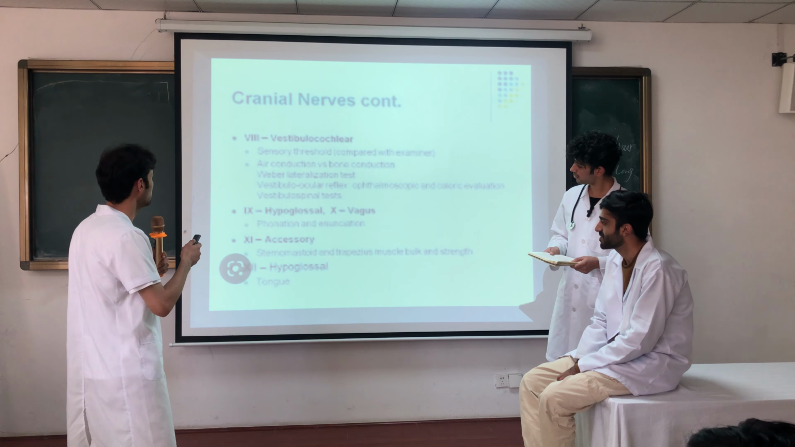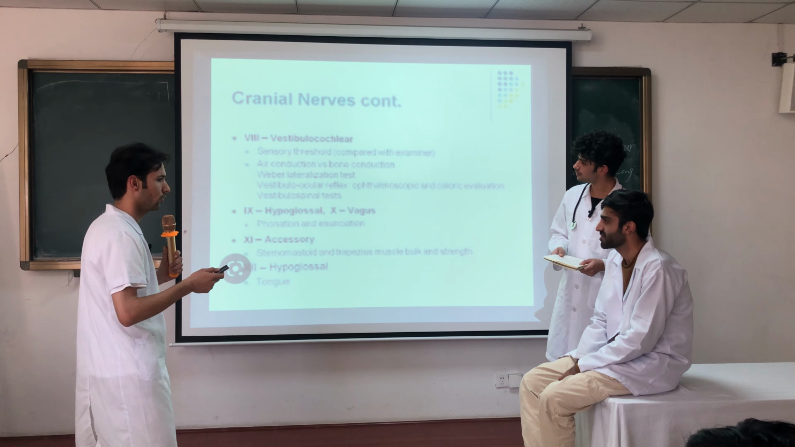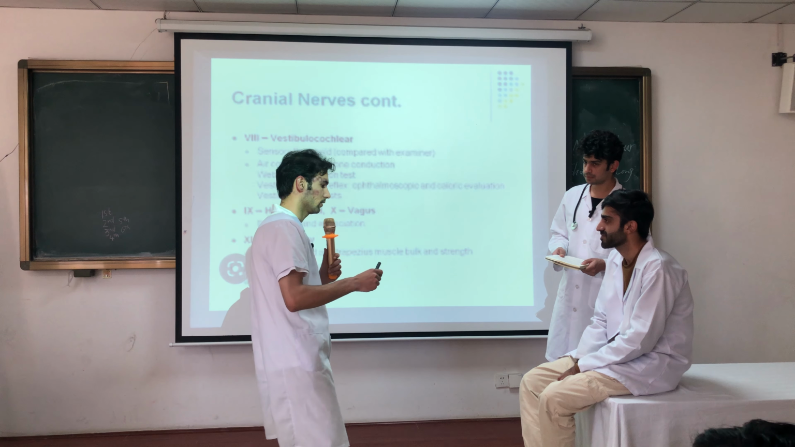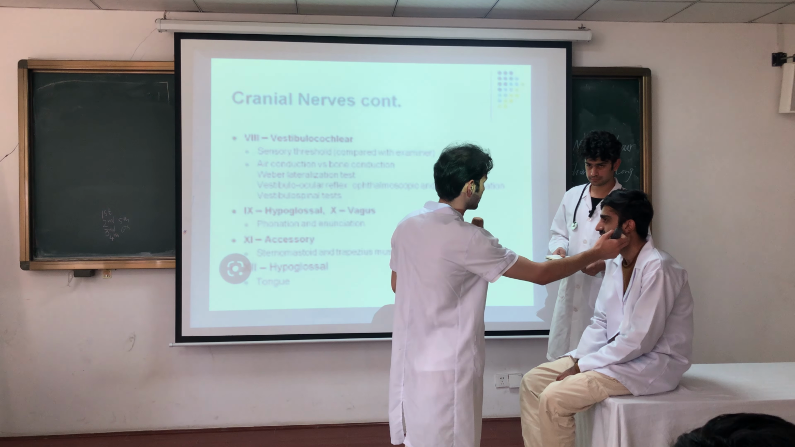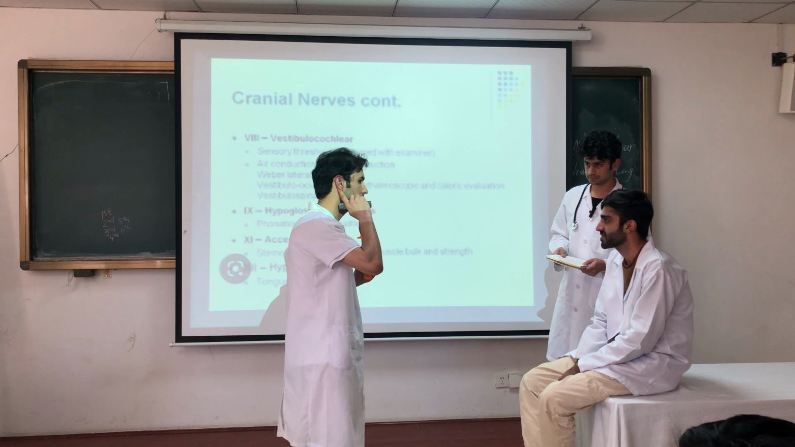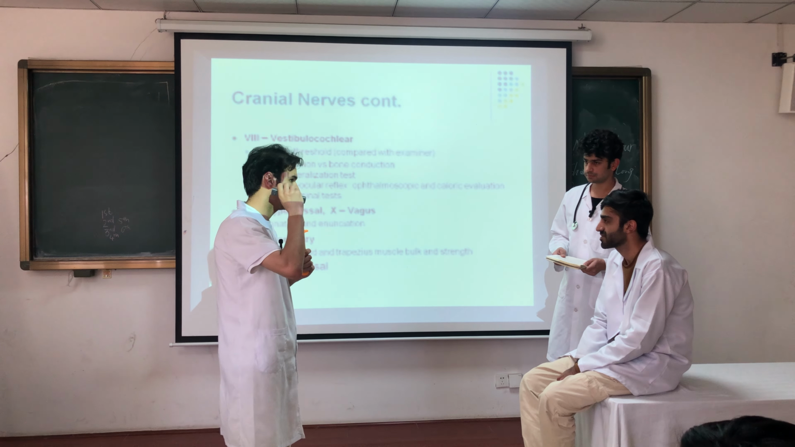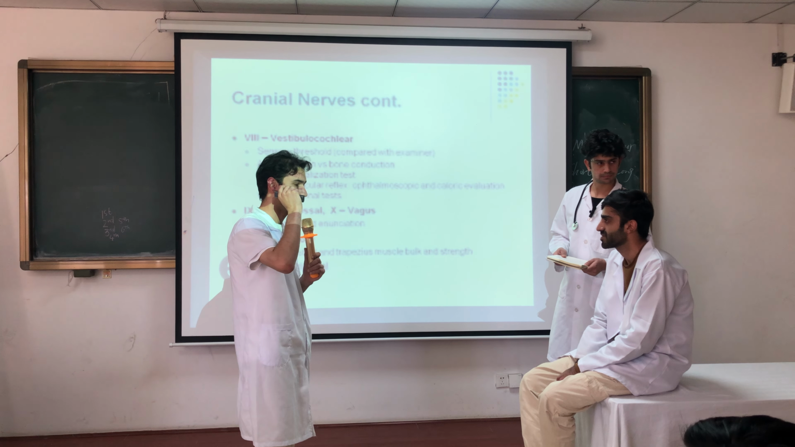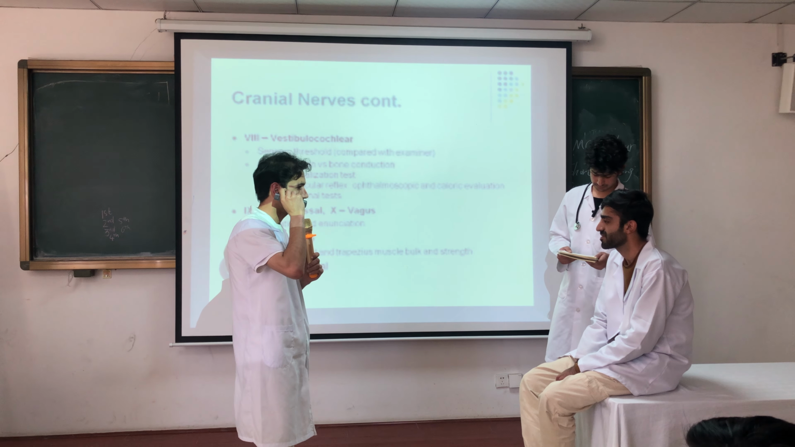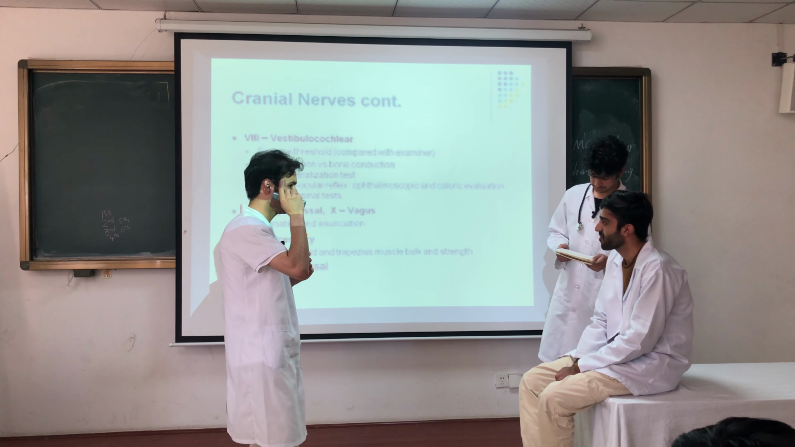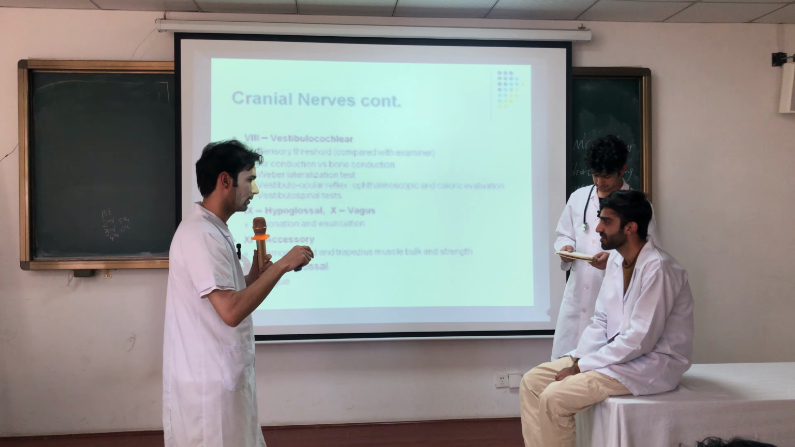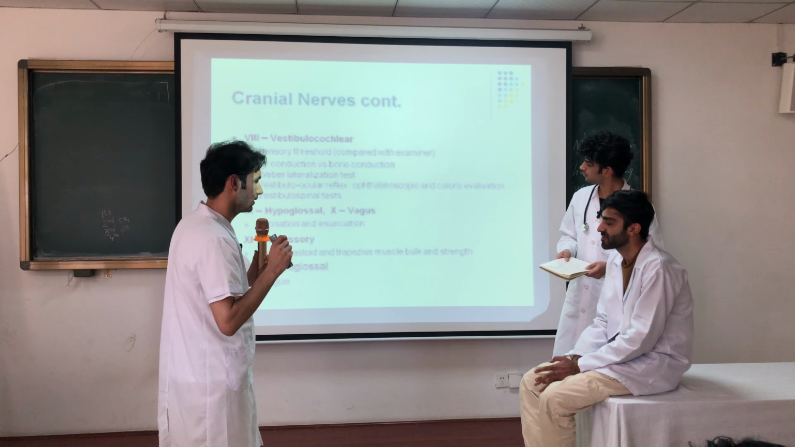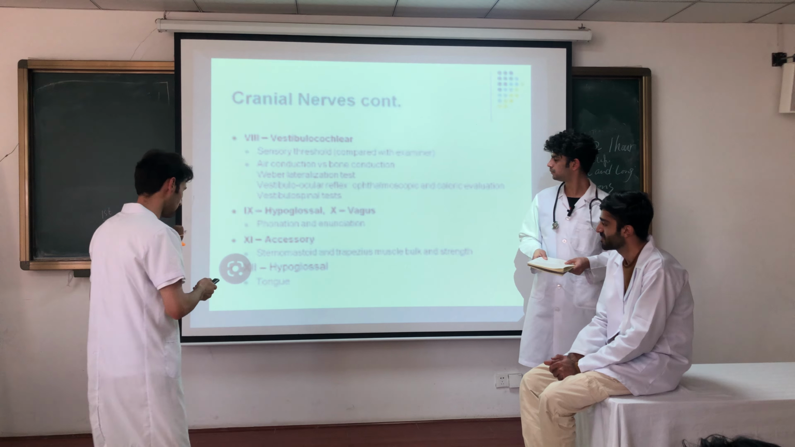So in the Rinne test, we vibrate the tuning fork and put it on the patient's mastoid bone, and when he stops hearing the vibration, we keep the tuning fork near the ear to check whether he hears or not. If he hears, then it's normal. But if he does not hear, it means the bone conduction is more than the air conduction. So these are the kinds of tests.